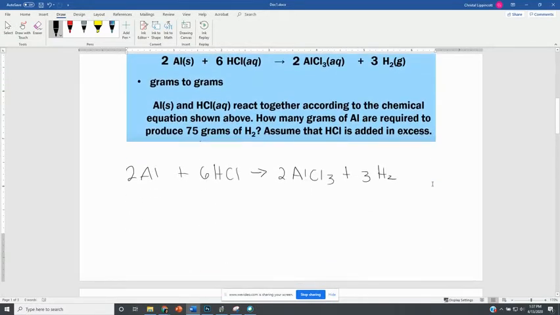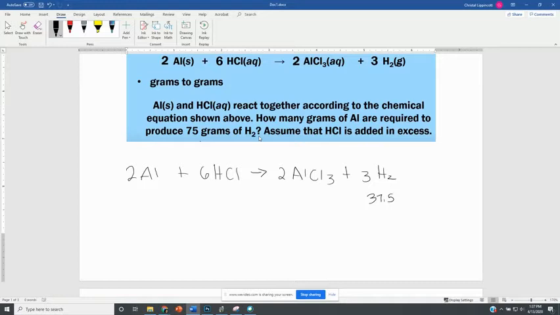All right, the next one is grams to grams. Here they want to produce 75 grams of H2. If we take 75 and divide by 2, which is the molar mass of H2, we are going to end up with 37.5 moles of H2 that we produced.